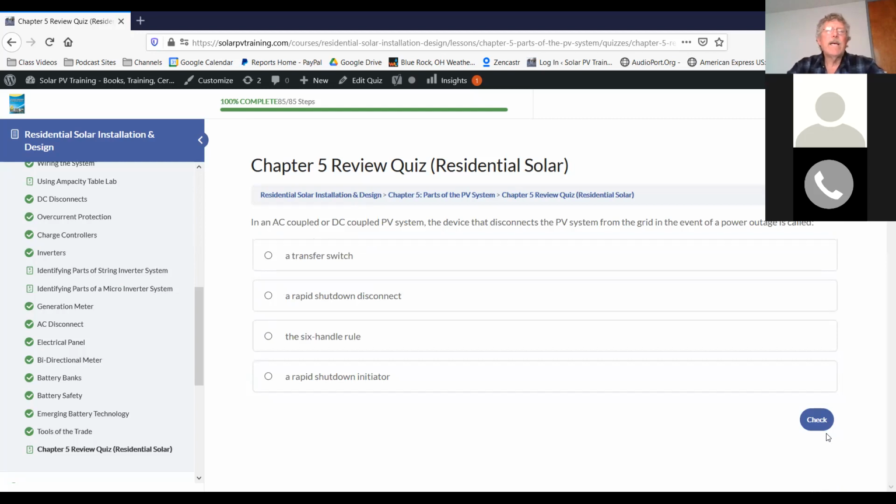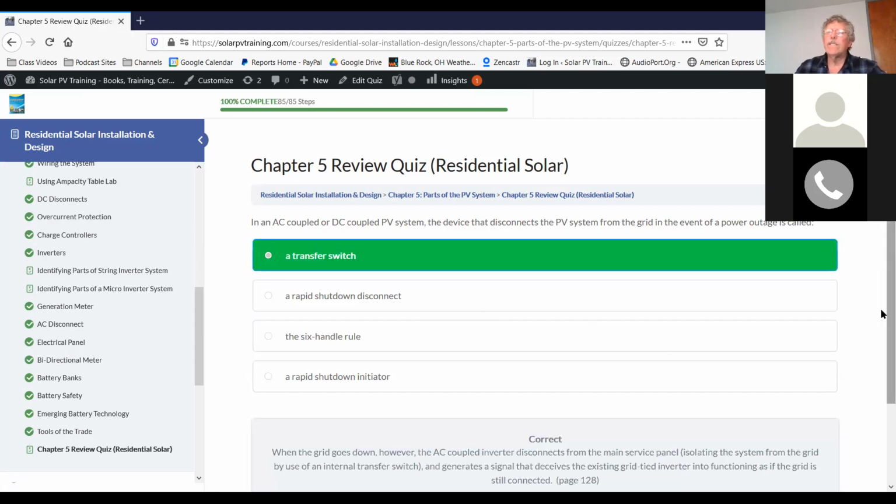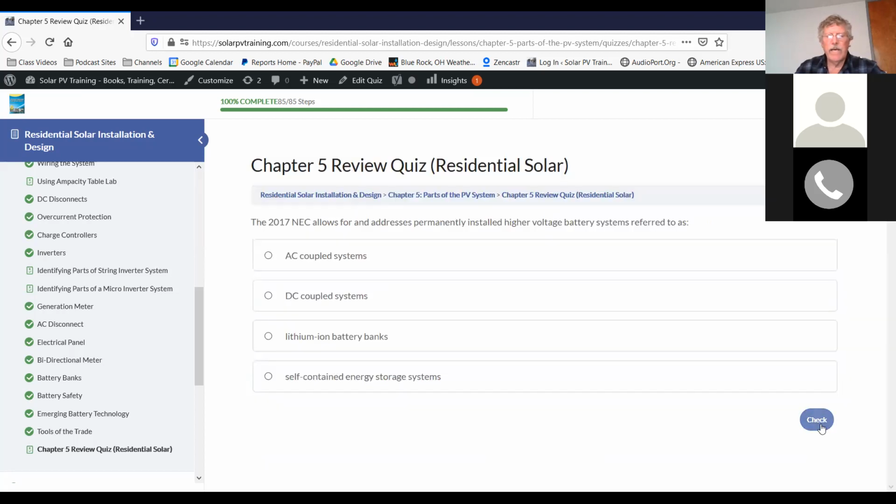And in an AC coupled or DC coupled system, the device that disconnects the PV system from the grid is called a transfer switch. Okay, the transfer switch is within the inverter. And as soon as it reads that the grid is down, it transfers from basically the main panel to just the dedicated sub panel.